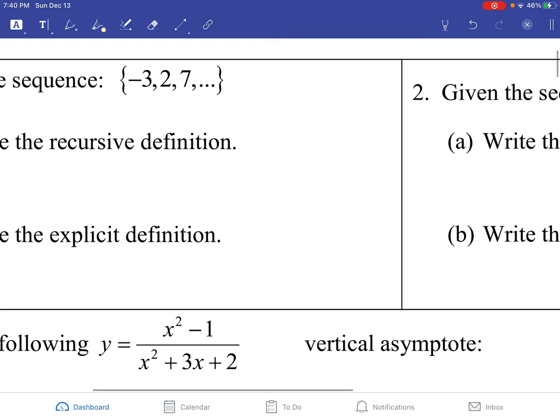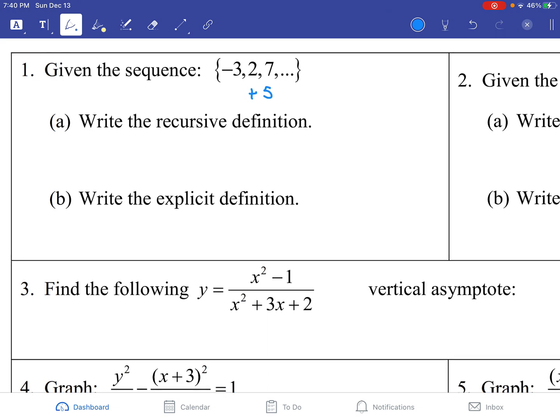In this case, it looks like you're adding 5 each time. So we're going to write our recursive definition. It is going to be u sub n is equal to u sub n minus 1 plus 5, where n is greater than or equal to 2, and u sub 1 is equal to negative 3. All right, so we have the formula part and then the statement part.